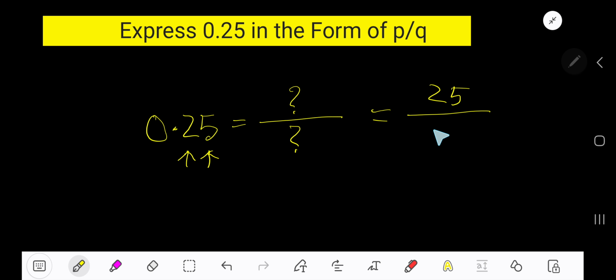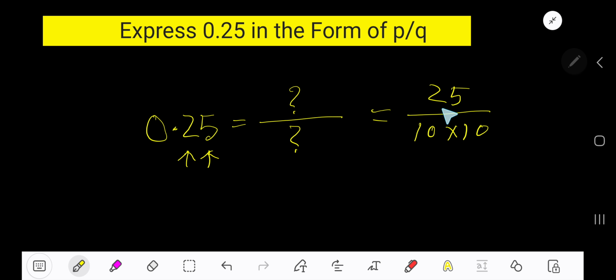There are 2 digits after the decimal, so we have to write 2 tens. Of course, we have to place a multiplication sign between the tens. Now we need to reduce this fraction. How to do that? Just divide the numerator and denominator by the common factor.